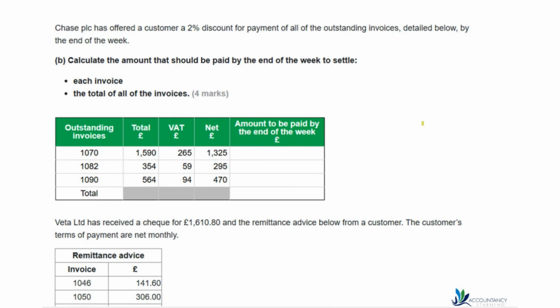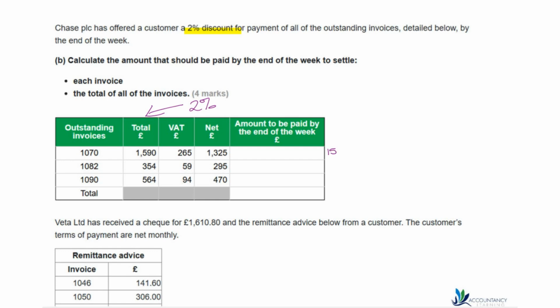Next, Chase plc has offered a customer a 2% discount for payment of all the outstanding invoices detailed below by the end of the week. Part B asks us to calculate the amount that should be paid by the end of the week to settle each invoice and then total of all invoices. So we've got a 2% discount and we're going to apply the discount to the total amount owed. So we are going to ask for 98% of the money they owe.